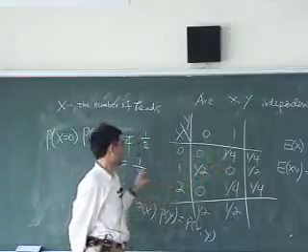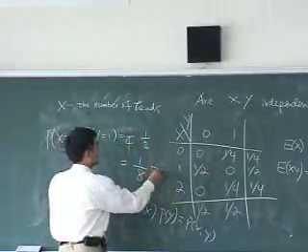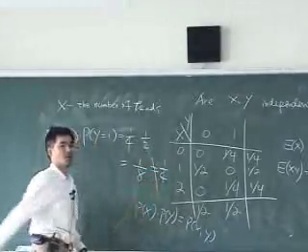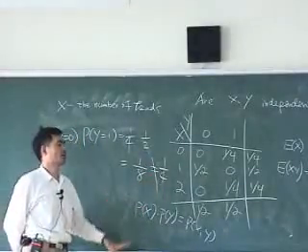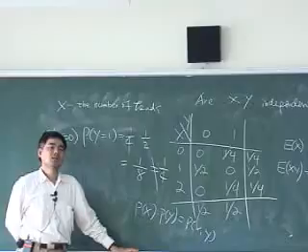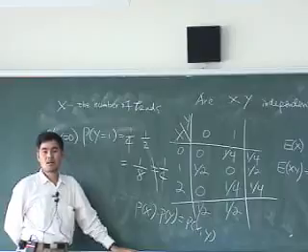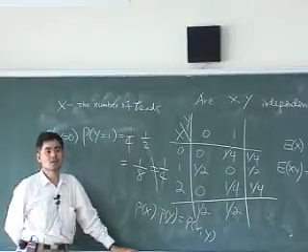1/4. Are they equal? Is this equal to 1/4? No, it's not, right? So in this case, it shows you that even when the covariance of X, Y is equal to 0, what happened to the variables X and Y? Are they independent? No, they are not independent.